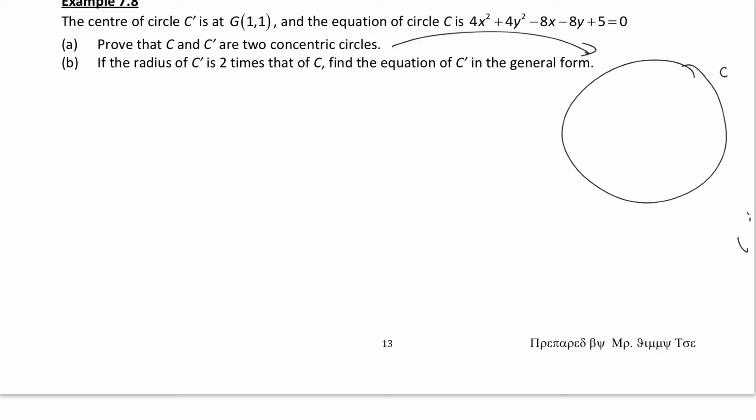That means, this is C prime, and this is the circle C. The centers are at the same point. That means you need to find the center of C. Remember, this is not the general form. So, if I were you, you need to change to general form by dividing by 4 for all the terms. So, x squared plus y squared, negative 2x minus 2y plus 5 over 4 is equal to 0.